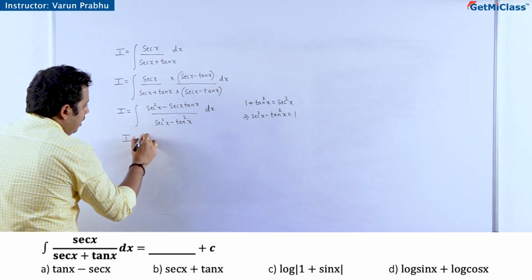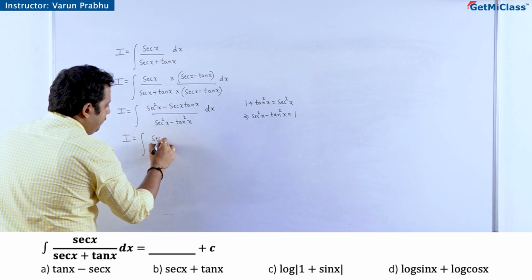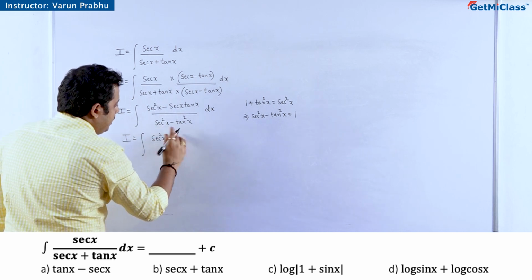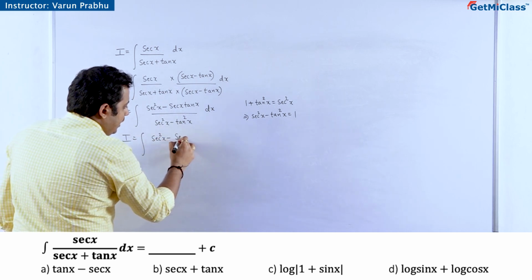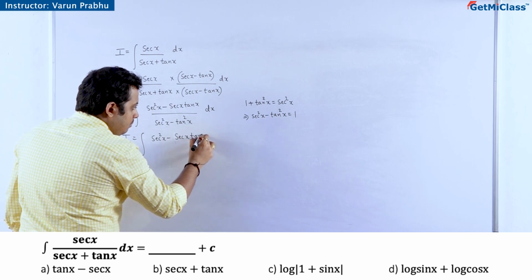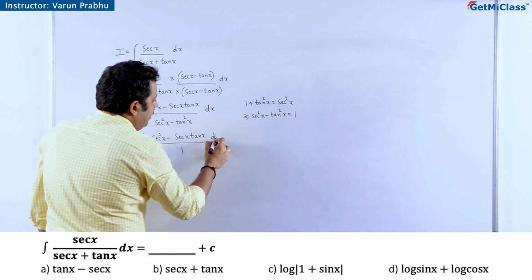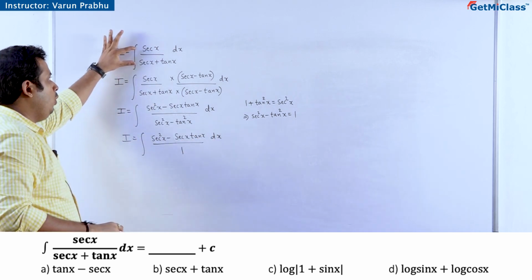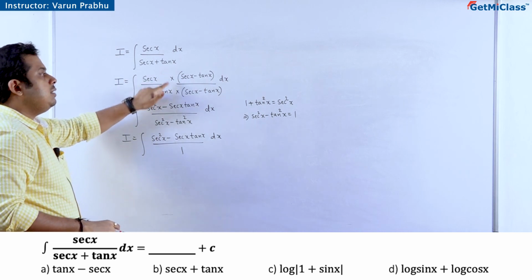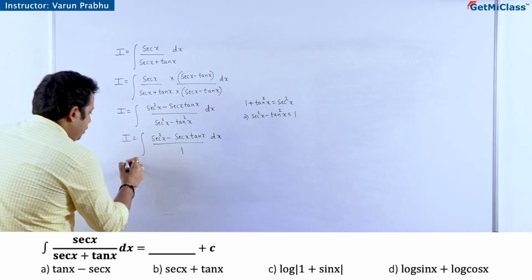So the denominator will easily become 1. So you are left with secant squared x minus secant x times tan x, divided by 1, dx. See here, the whole concept is to rationalize the denominator. Is it okay? So what is your answer that we get?